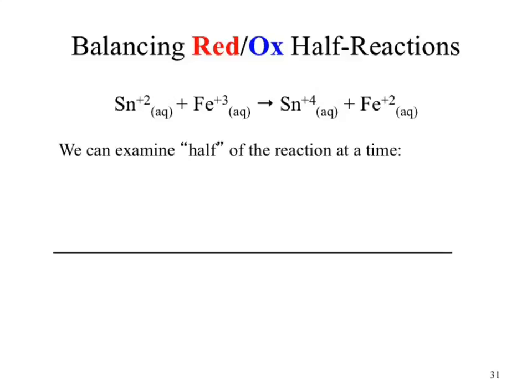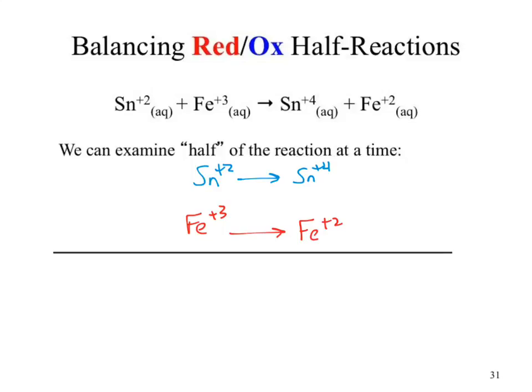So tin Sn plus 2, or tin plus 2, was most likely converted to what in the products? Tin plus 4. The most simple or most comparable thing that converted across. So I will write a new equation where I'm looking at just tin plus 2 going to tin plus 4. And I will also write an equation where I'm looking at iron plus 3 going to iron plus 2.